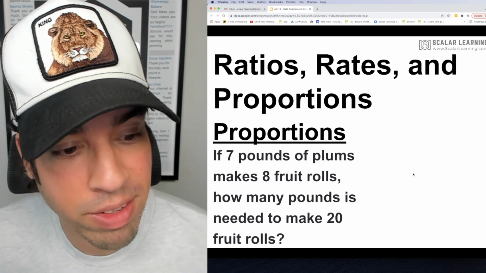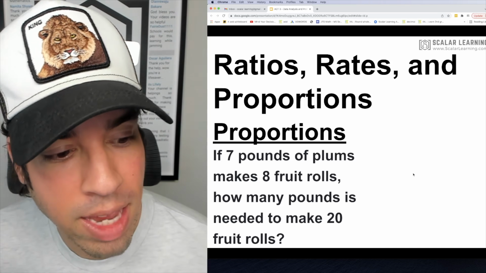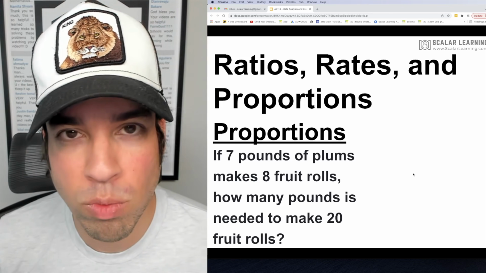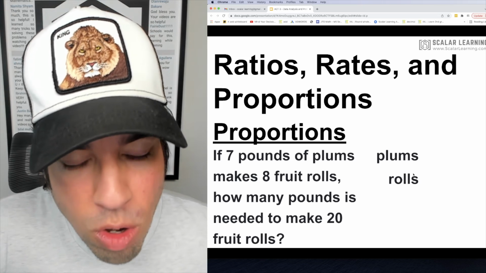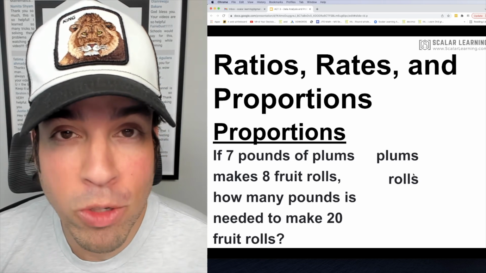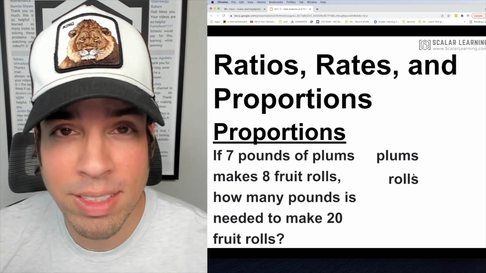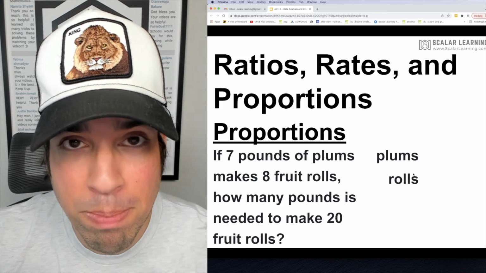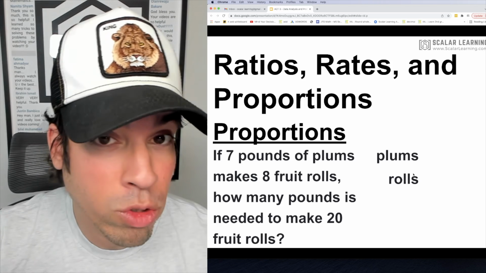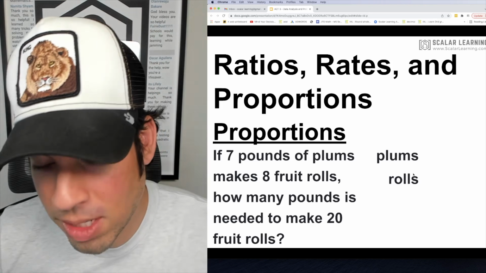So for example here, if 7 pounds of plums makes 8 fruit rolls, how many pounds is needed to make 20 fruit rolls? So check this out. I'm going to start when I set up a proportion with these labels. Now, again, this is arbitrary. That's the beauty of it. But I'm choosing to designate the top portion with my plums value and my bottom portion with rolls value. I could also flip that, but I'm going to choose it and I'm going to stick with it.